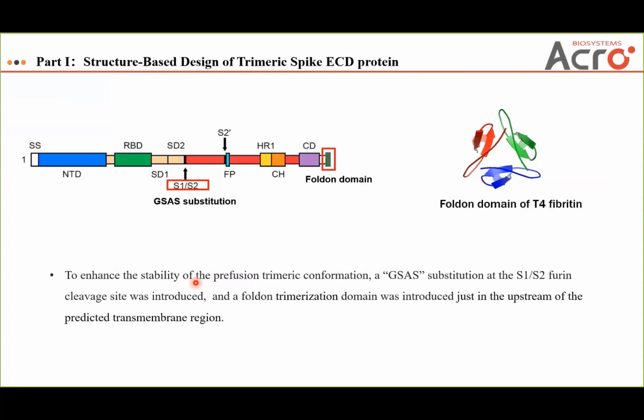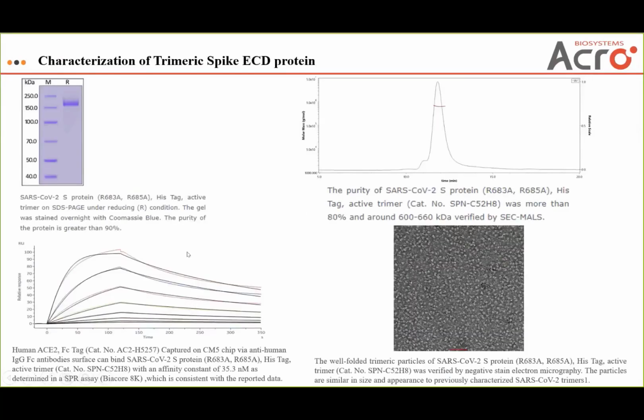To produce trimeric spike protein, we introduced a GS-AS substitution at the S1/S2 fusion cleavage site, to maintain the integrity of spike protein. In addition, a foldon trimerization domain was introduced just upstream of the predicted transmembrane region to facilitate the trimer formation of spike protein. AcroBiosystems uses its proprietary HEK293 expression platform to produce recombinant spike trimer protein, and the purity of the protein is greater than 90% in SDS-PAGE, and the protein migrates at about 200 kilodaltons under reducing conditions due to glycosylation.